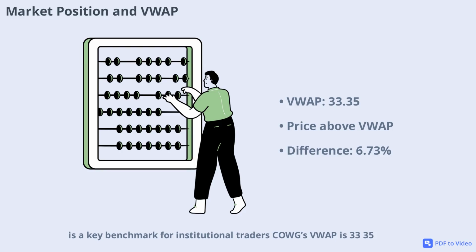COWG's VWAP is 33.35, while the current price is 35.6, resulting in a VWAP difference percentage of 6.73%. This indicates that the stock is trading well above its average price, which can be interpreted as a sign of strength. However, a large gap may also signal overextension, so traders should be cautious.